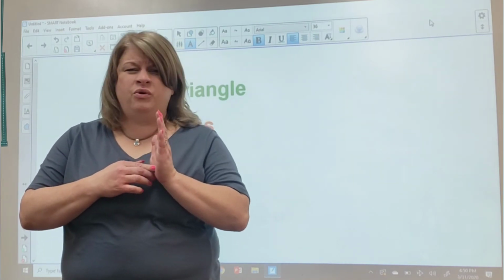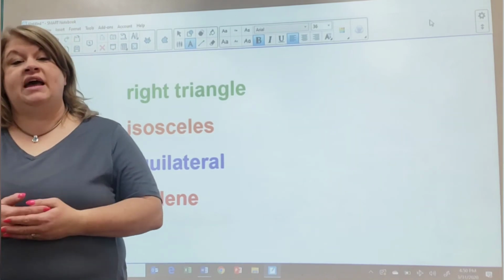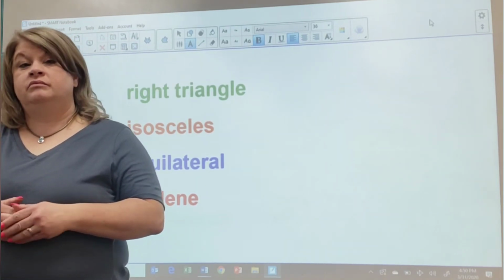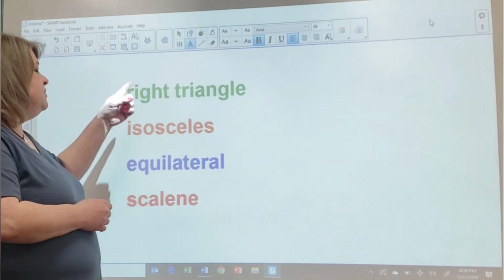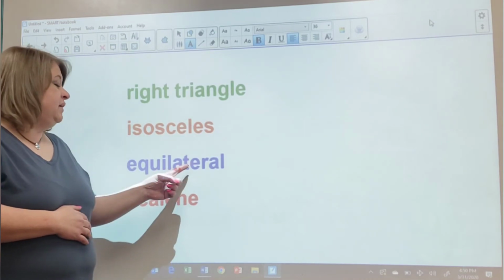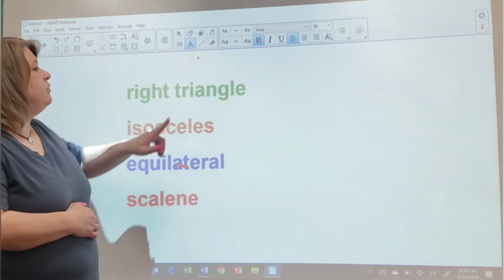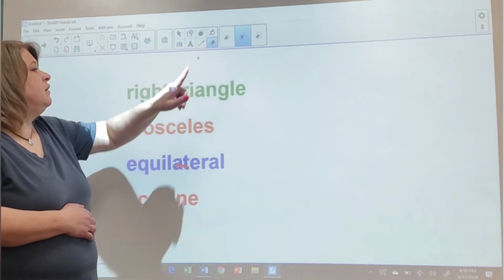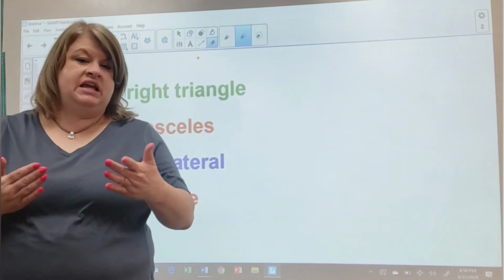Does that one have a square corner? No. How many sides are exactly the same? All 3 of them? You're right. Which one of these means all sides are exactly the same? That would be equilateral. Whoa, what happened? Equilateral because they're all equal. All 3 sides are equal, so it's equilateral.